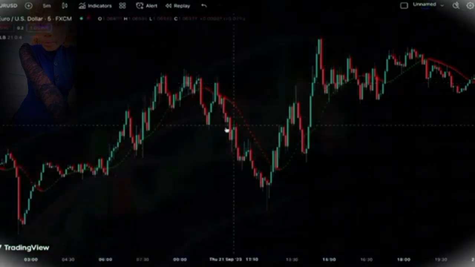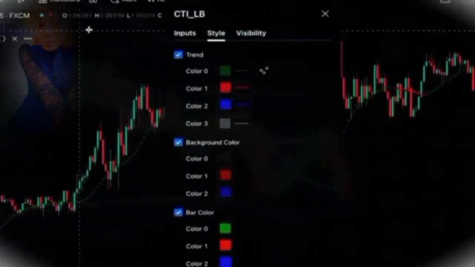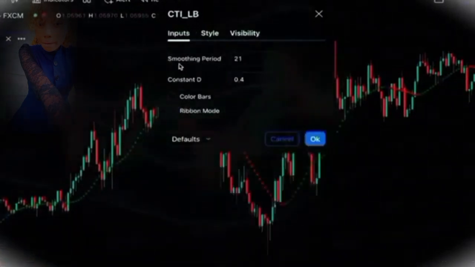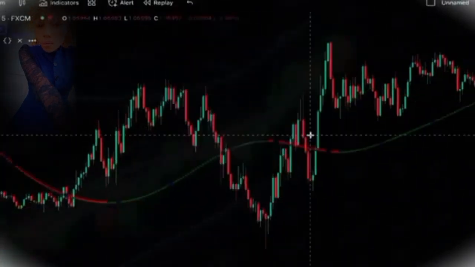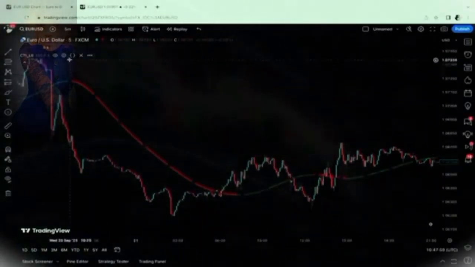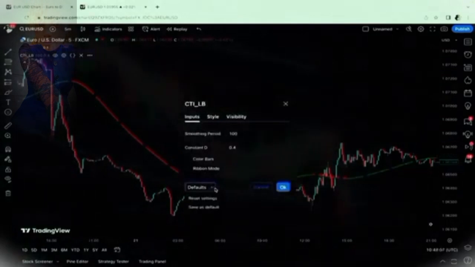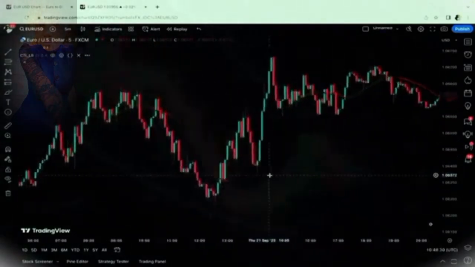In case you want to use these color changes for entering the market, here in the settings, in the input step, if we increase the smoothing period, for example, let's set it at 100, our trend line becomes smoother and it shows the longer term trend of the market. But for scalping, the default setting is good since in scalping trading strategies, we are more interested in shorter term movements of the market.